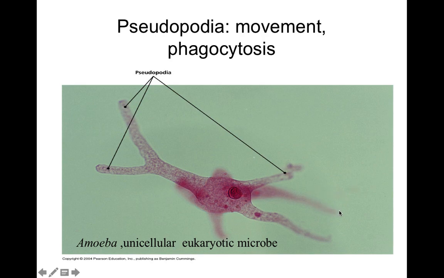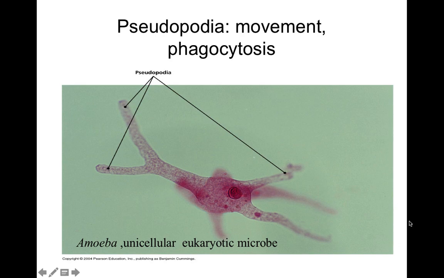Another structure used for motility by eukaryotic cells, besides flagella, are pseudopods, false feet. We'll see these in our amoeba in the lab. The pseudopods are used not only for motility, but also in food acquisition. The pseudopods will attach to a food particle, and then they can fuse around it, bringing the food particle into the cell in what's called a phagosome.